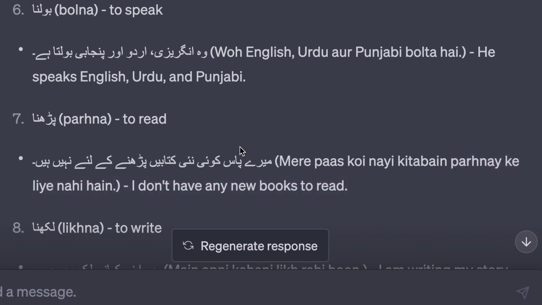पढ़ने के लिए, in order to read, नहीं है. Not is. So I don't have any book to read. मेरे पास कोई नई किताबें पढ़ने के लिए नहीं है.